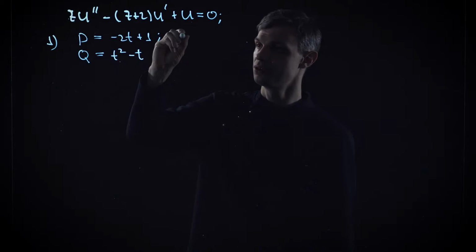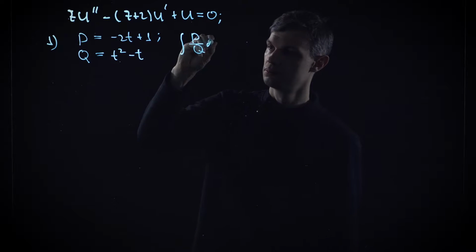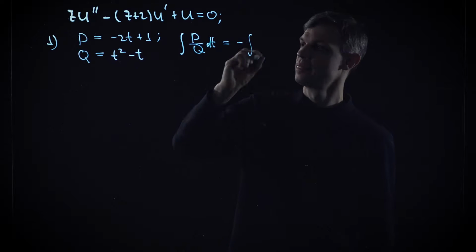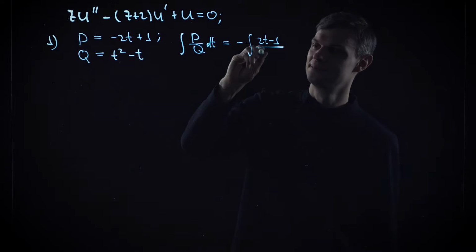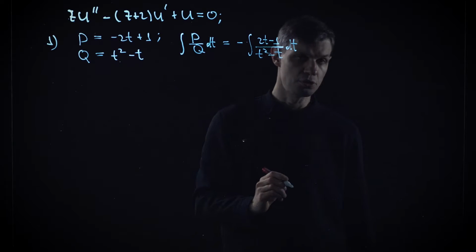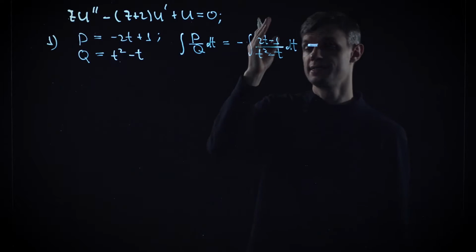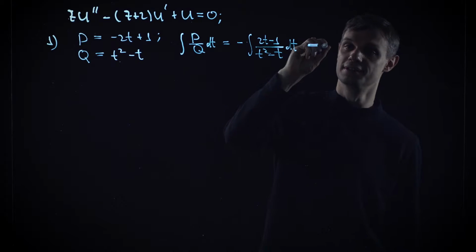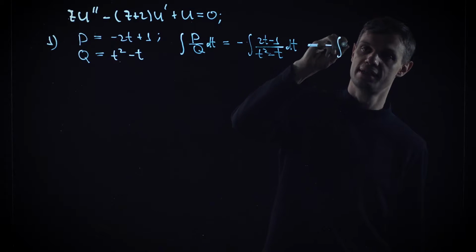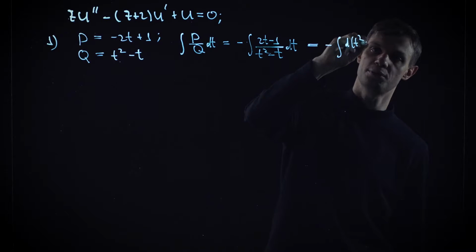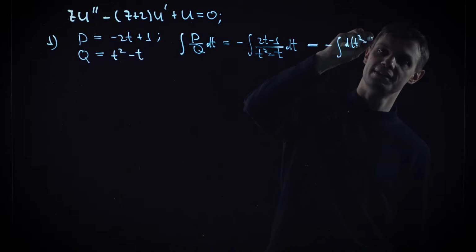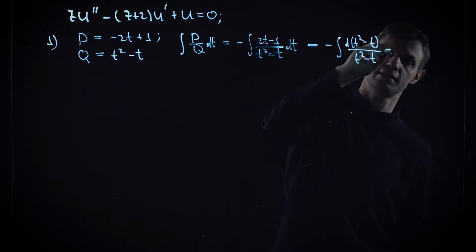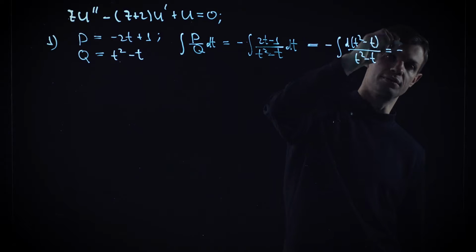Now we need to compute the integral. Let's factor out the minus sign. What you notice is that the numerator is a simple differential of the denominator. So it's simply minus d of t squared minus t, divided by t squared minus t. And the answer is a simple log.